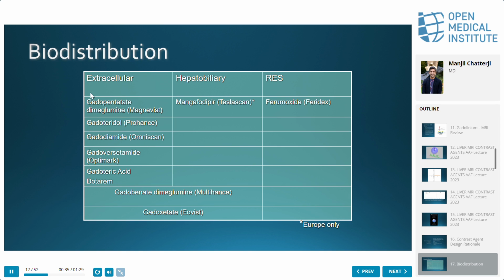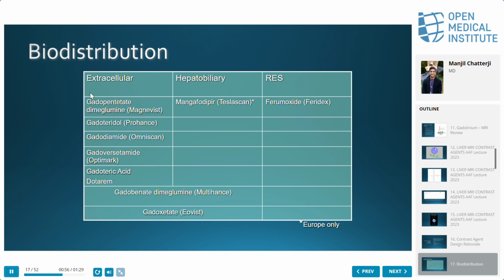Hepatobiliary agents are picked up by the kidneys, but also by the liver. So in your head, be thinking to yourself that if an agent is excreted not only by the kidneys, but also metabolized by the liver, its half-life will be longer or shorter? Shorter, because it's being actively pulled out of the bloodstream by two organs, not one.